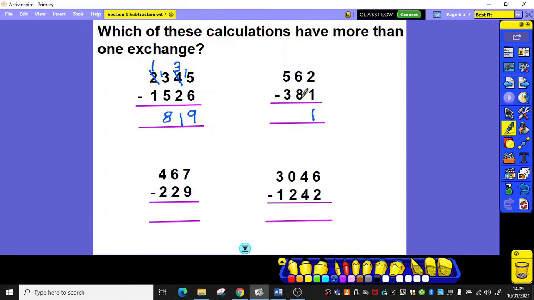6 take away 8 I can't do because 8 is greater than 6. So I'm going to have to exchange. The 5 is going to become a 4, and I'm going to carry 100 across. I've now effectively got 16 tens, or this is worth 160. So 16 tens, take away 8 tens. Well, I know that 2 8s are 16.